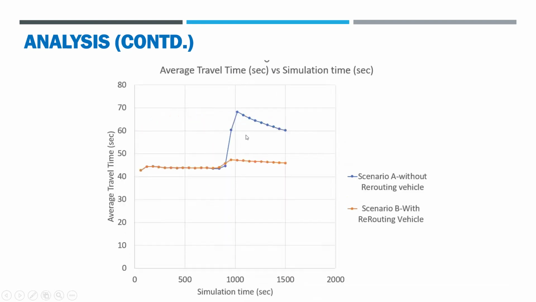Similarly, if we look at the average travel time versus simulation time, the blue line and orange line are almost the same up to 800 to 900 seconds of simulation. However, when the incident triggers, scenario A requires more average travel time. Those vehicles slow down almost. However, in the case of orange, that is scenario B, we can see that the average travel time does not increase that much due to rerouting.